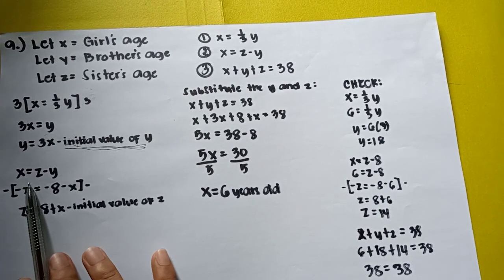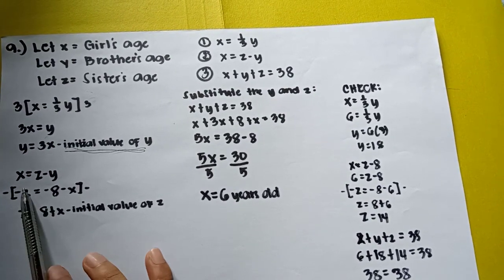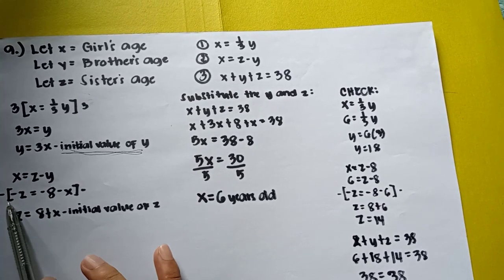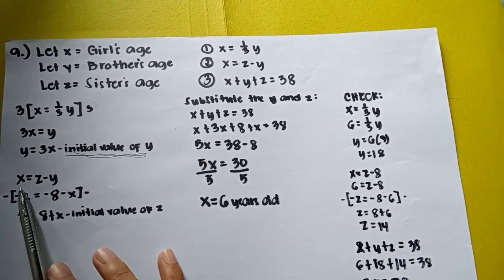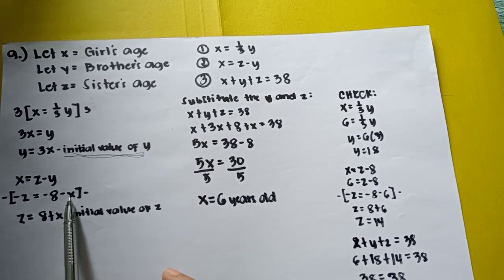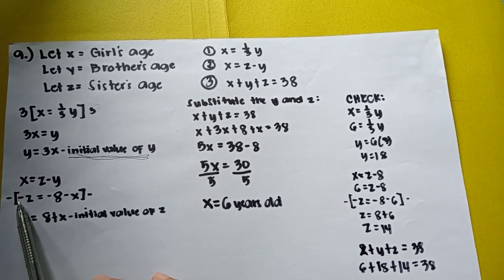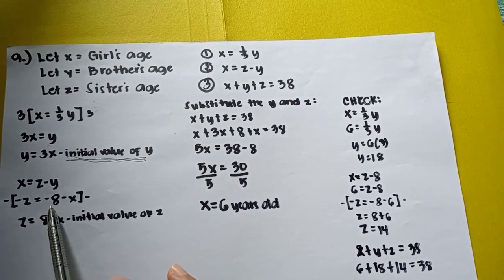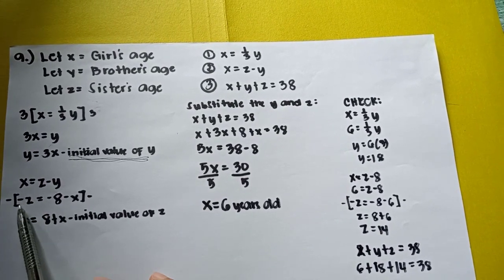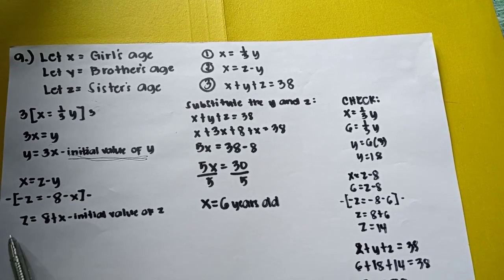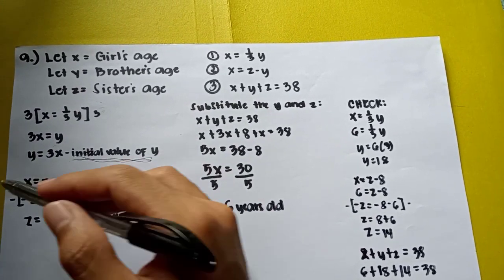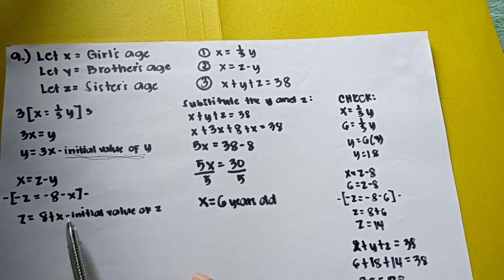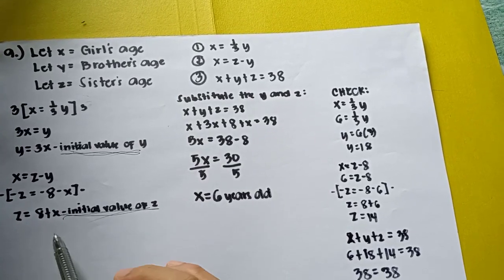Next, X equals Z minus 8. We will transpose Z to the left side, so it will be negative, and X to the right side, so it will be negative X. Negative Z equals negative 8 minus X. Then multiply both sides by negative 1 to eliminate the negative signs. So Z equals 8 plus X. 8 plus X is our initial value of Z.